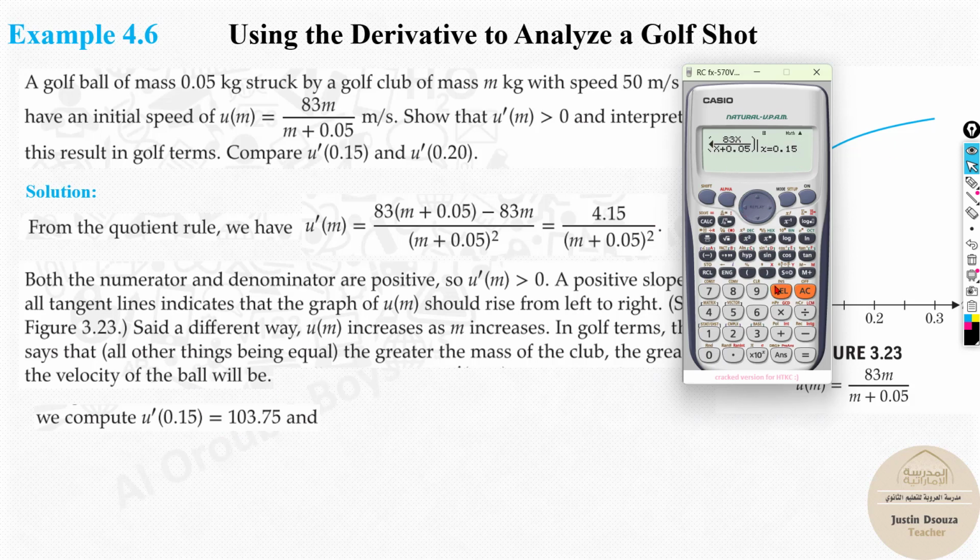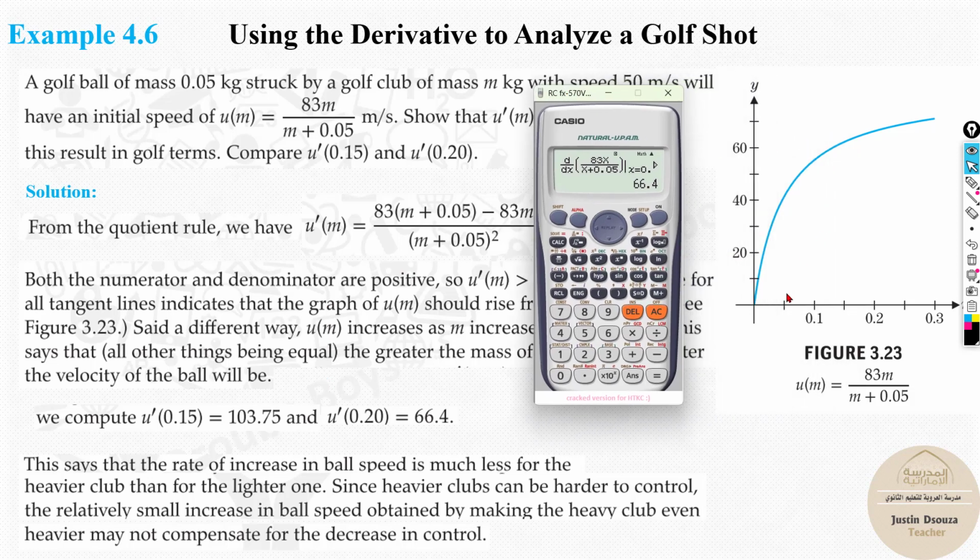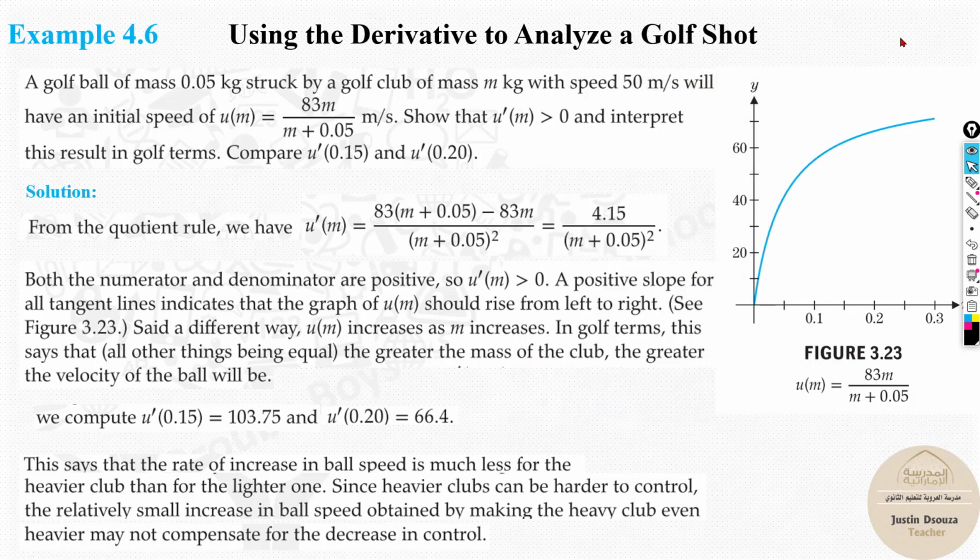And what about the next value? Just change it to 0.2. And what is the answer? 66.4. Now here, this is the change. So you can see the graph would correspond to the same.